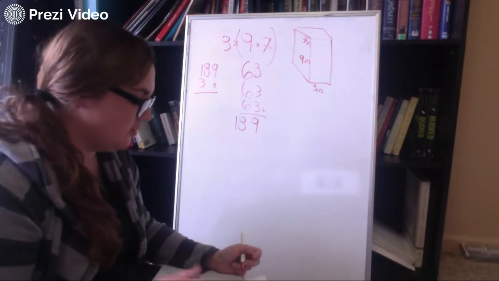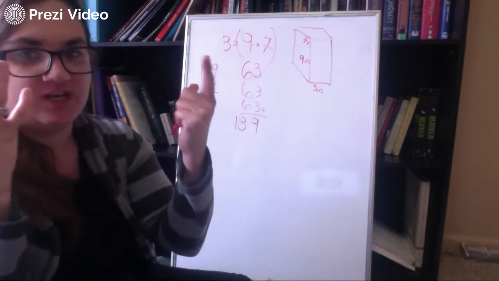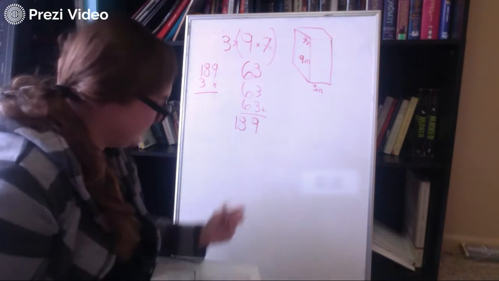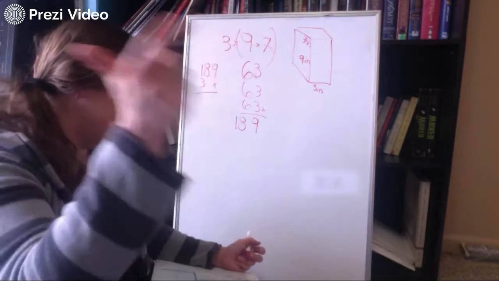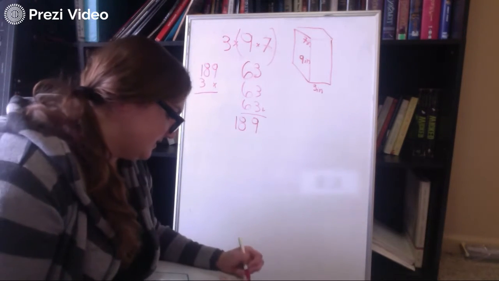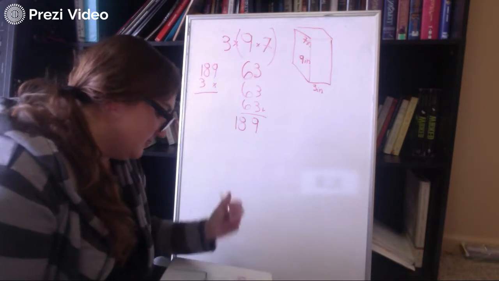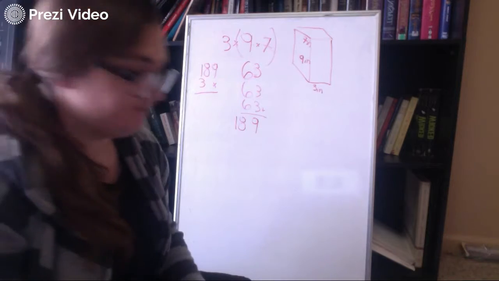We multiply the ones. 3 times 9. 3, 6, 9, 12, 15, 18, 21, 24, 27. So I write down the 7, carry the 2. 8 times 3 is 8, 16, 24. Plus 2 is 26. Write down the 6, carry the 2. 3 times 1 is 3, plus 2 is 5. So my answer here is going to be 567.